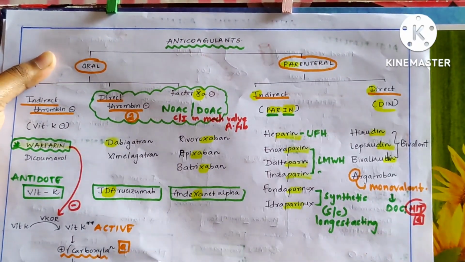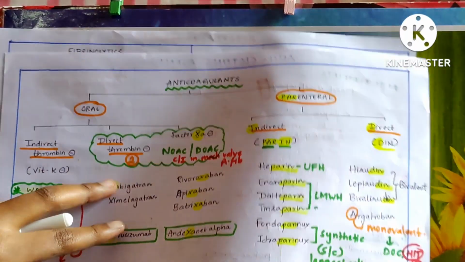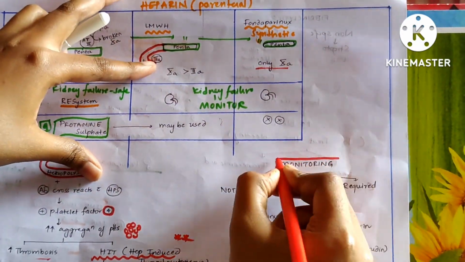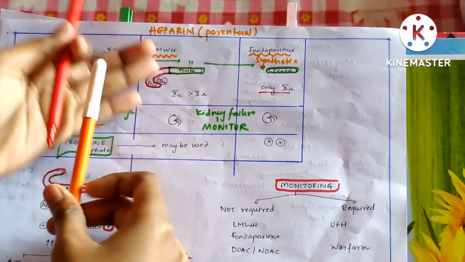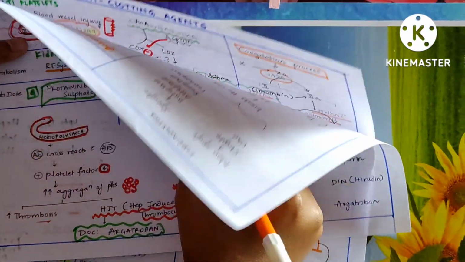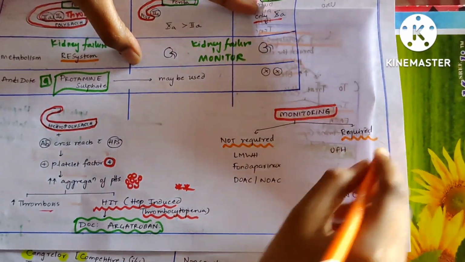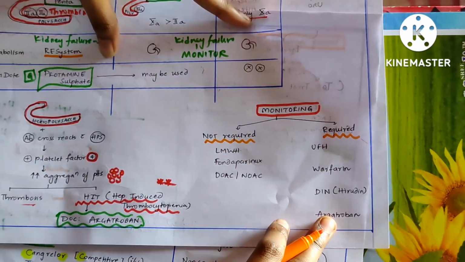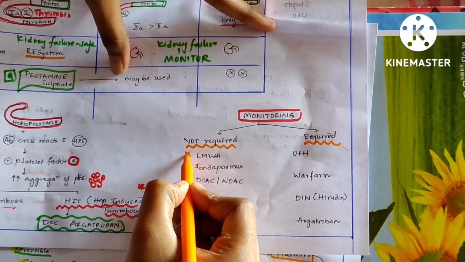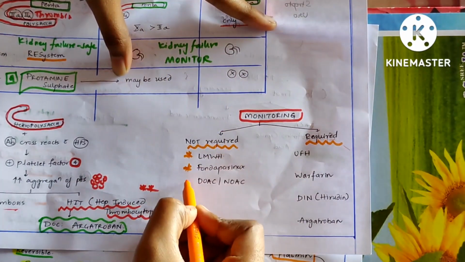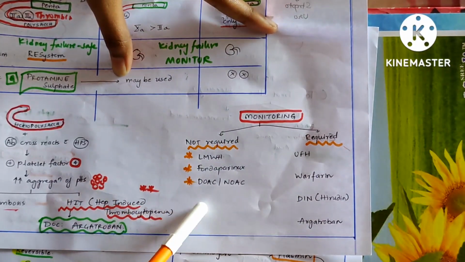Yes, so this completes the anticoagulants, and we have done antiplatelets also. So heparin is also done. Now let us discuss a small part of monitoring. There are a few agents which require monitoring and a few which do not. Not required is for low molecular weight heparin and fondaparinux. Just write above in that table low molecular weight heparin and fondaparinux. And DOAC, NOAC also do not require any monitoring.